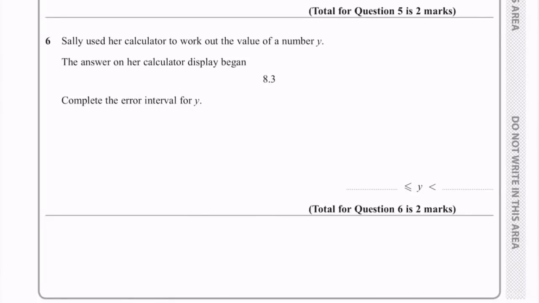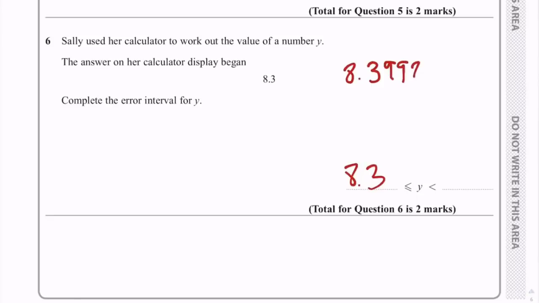Sally uses her calculator to work out the value of a number y. The answer on her calculator display began 8.3. Complete the error interval for y. Well, if this is on our calculator, the smallest number that could possibly be there is 8.3. So the smallest it could possibly be is 8.3. There could have been lots of numbers after this 8.3 though. There could have been a 9 afterwards.